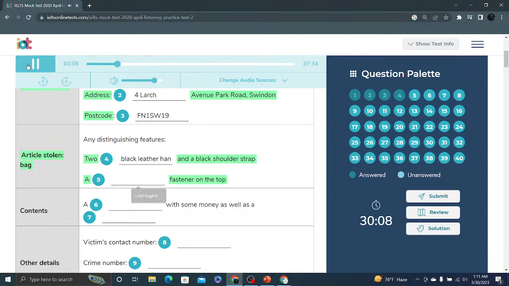So she's saying there is also a zip fastener on the top. So zip would be the answer. Let's listen once again.